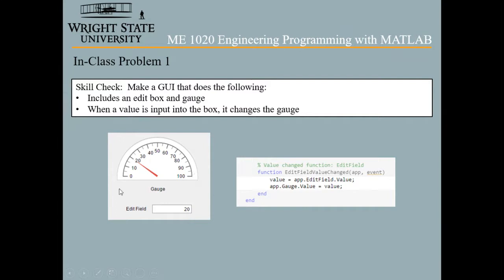What I want you to do is to make it look like this app on the left, have a gauge and an edit field. And then what I want you to do is do the same thing I just did for the slider, but do it for the edit field. Try to figure it out on your own. Make sure you understand how to add these different components into your app, and how to actually add a callback and connect the two. That's what I want you to test with this problem. So go ahead and do that. Get that prepared, and then you will submit that as usual for the in-class problems.